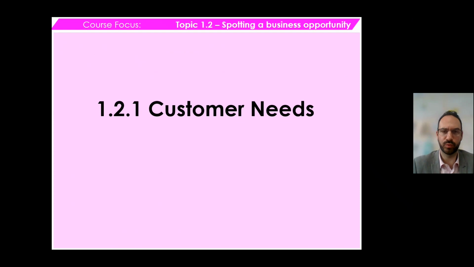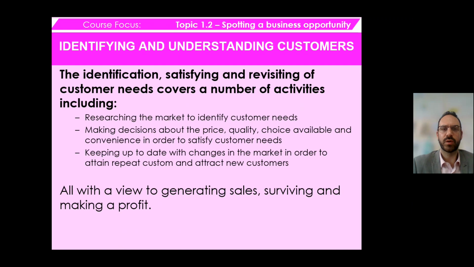So jumping straight into 1.2.1, customer needs. Identifying and understanding customer needs covers a number of activities, which includes researching the market to identify customer needs, making decisions about the price, quality, choice available, and convenience in order to satisfy the customer needs, and keeping up to date with changes in the market in order to attain repeat customers and attract new customers. So all with a view to generating sales, surviving and making a profit.